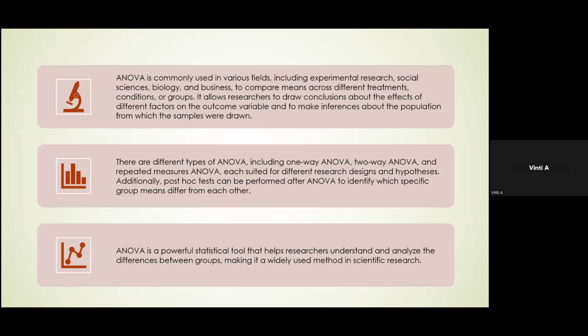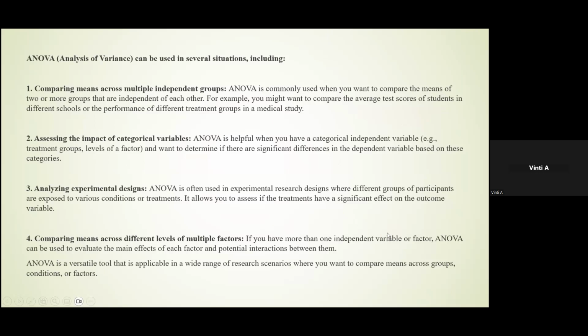Of course, there are different types of ANOVAs: one-way ANOVA, two-way ANOVA, and repeated measures ANOVA. We'll go step by step. As long as we understand one type of ANOVA, it's easier to understand the other types. Now, how can you use analysis of variance? For example, if you want to compare means across multiple independent groups, such as the average test scores of students in different schools or the performance of different groups in a medical study. Or if you want to compare a categorical independent variable like a treatment group or levels of a factor, for example the intensity of a dose: intensity 1, intensity 2, intensity 3. You can do it across treatment groups and at levels of factors.